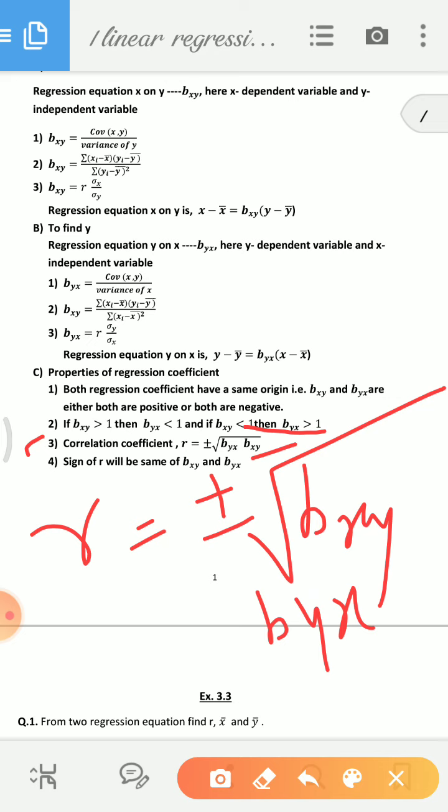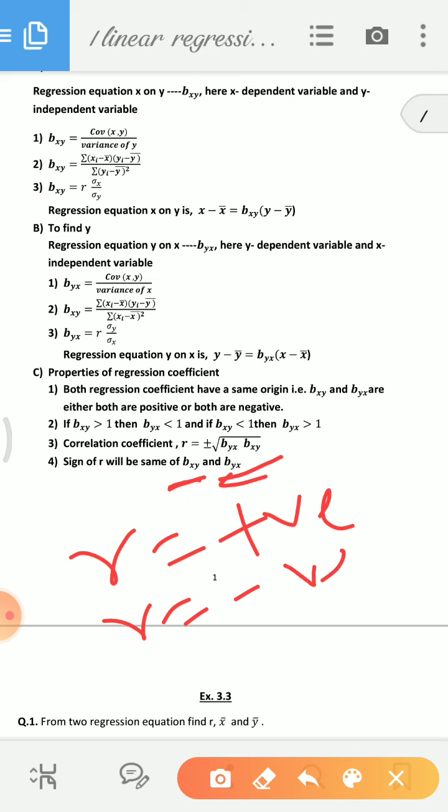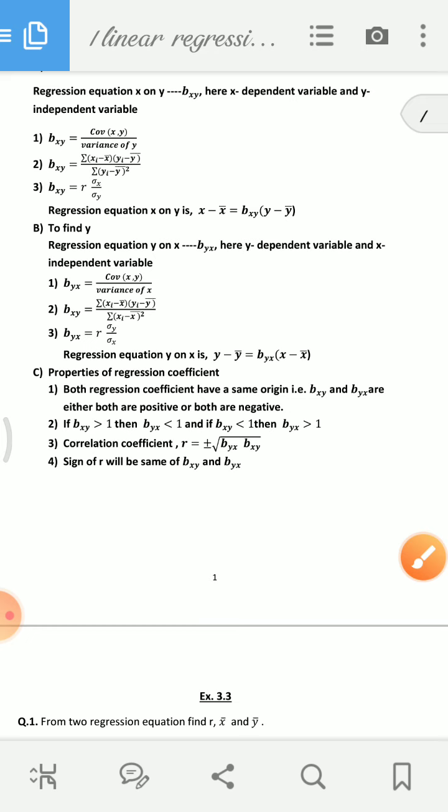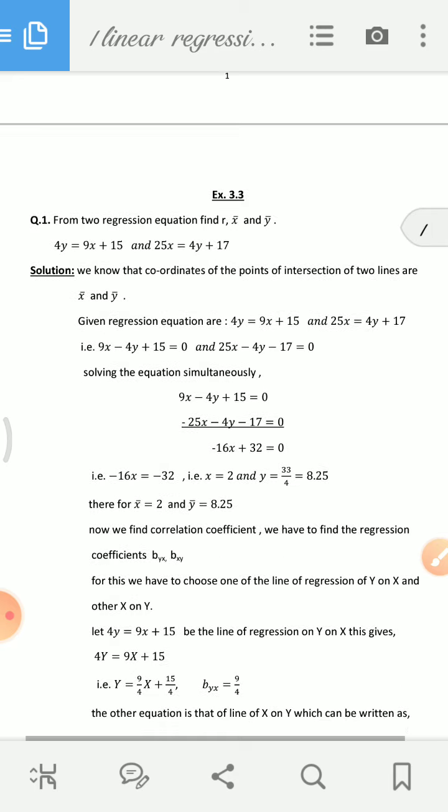Then the sign of r will be the same as the sign of b of xy and b of yx. That means if both are positive, r is positive. If both b of xy and b of yx are negative, r will be negative. These are some properties of regression coefficients. Let us see the exercise, that is 3.3.